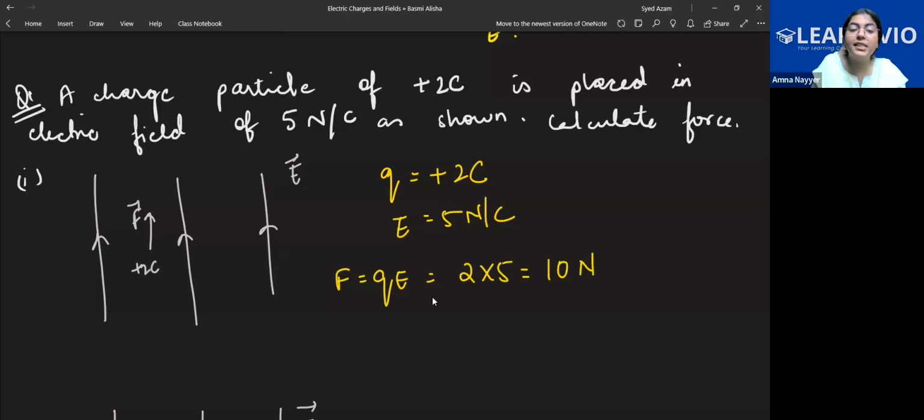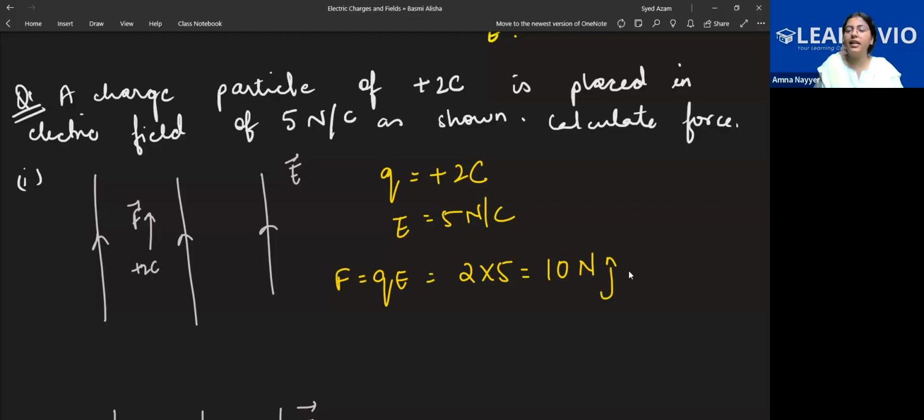But we need to mention the direction also. So since it's a positive charge, where should be the direction of force? It's the same direction as the electric field. And where is the direction of the electric field? J cap, correct. So this will be J cap.